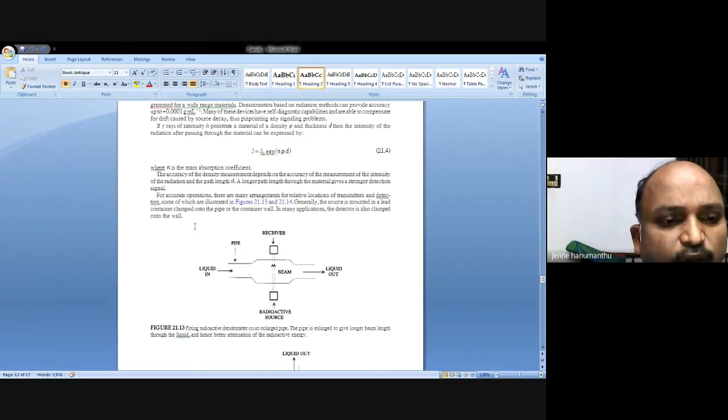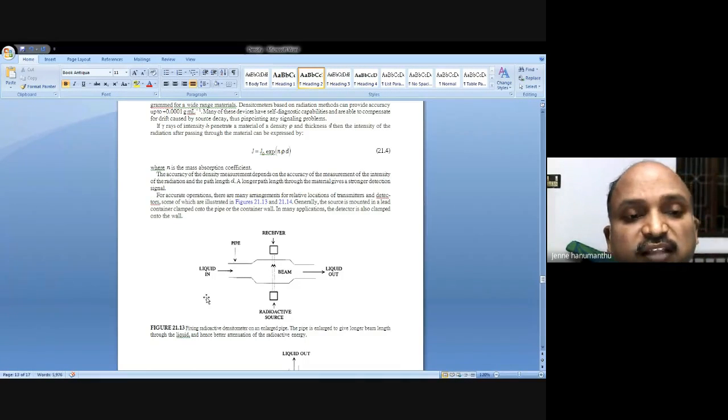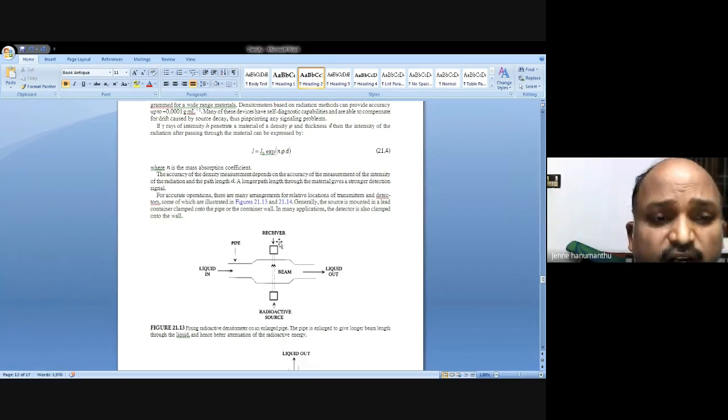See, for example, how this light is penetrating. Say it is an arrangement: liquid is inside a pipe, and for this liquid you want to calculate the density. A pipe means a chamber. Here we have a radioactive source, and here we have a detector. Receiver means detector: a scintillation detector, Geiger-Muller counter, proportional counter, or sometimes an ionization chamber. There are a number of detectors available. I will tell you later in the fourth unit.